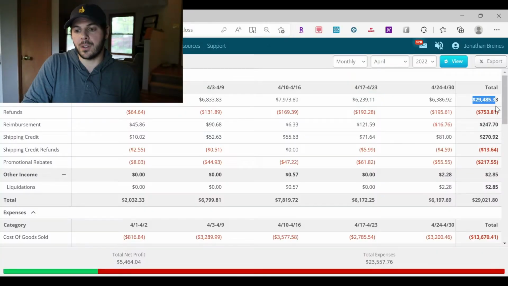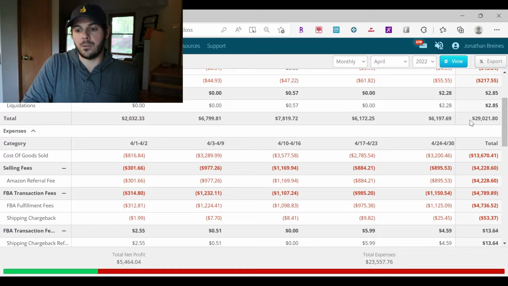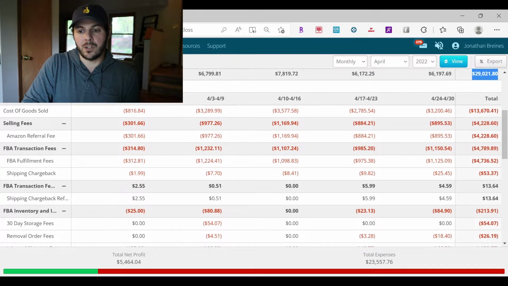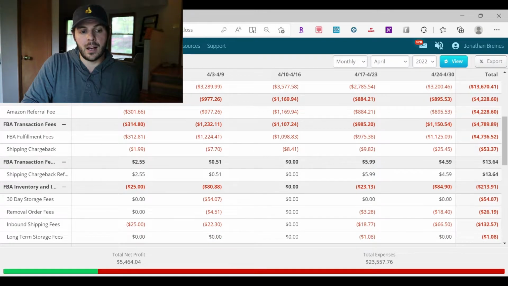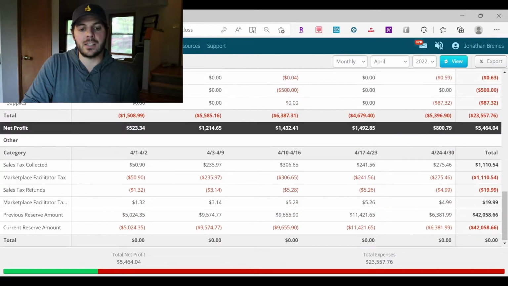So here in the upper right-hand corner is my total sales for the month, $29,485.33. After rebates, refunds, reimbursements, that number dwindles down to $29,021.80. After that, we have cost of goods sold, which is my biggest expense, Amazon fees, and some other miscellaneous stuff, subscriptions, supplies, stuff of that nature. And at the very bottom here, you'll see a net profit, $5,464.04, okay? So again, to be clear, that is profit.